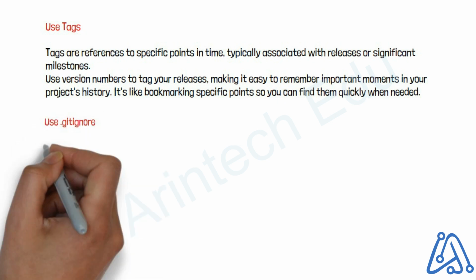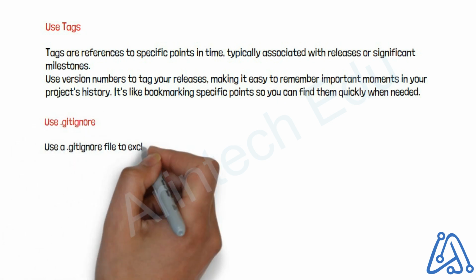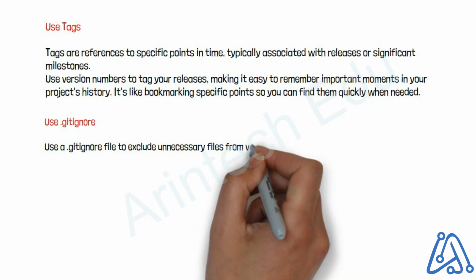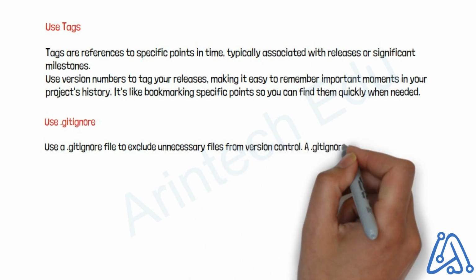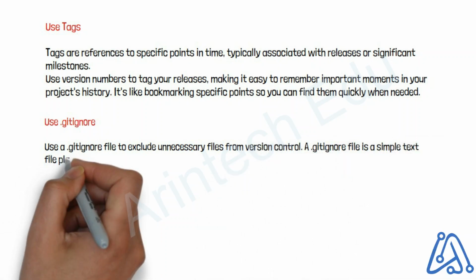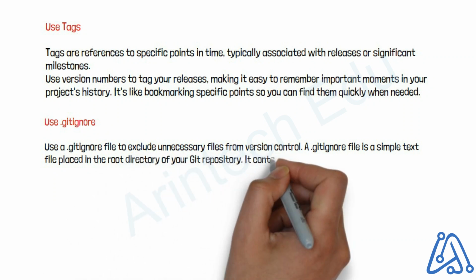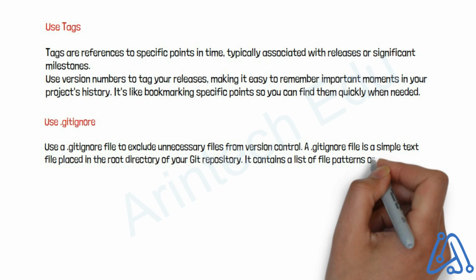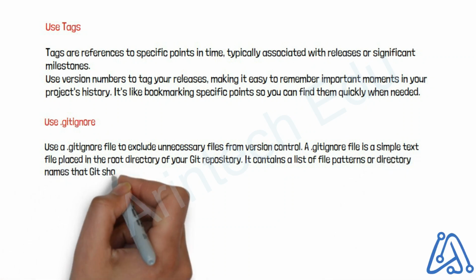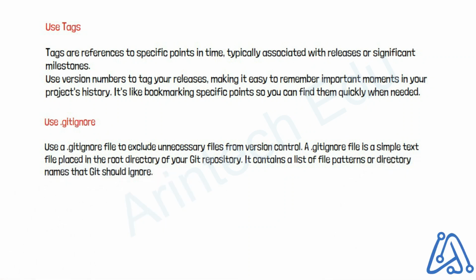The next best practice is the use of a .gitignore file. Use a .gitignore file to exclude unnecessary files from version control. A .gitignore file is a simple text file placed in the root directory of your Git repository. It contains a list of file patterns or directory names that Git should ignore.